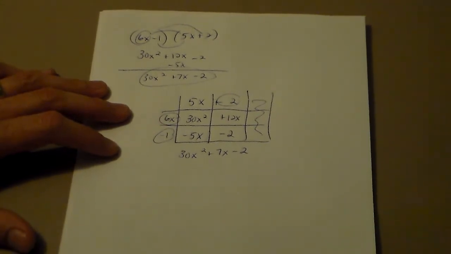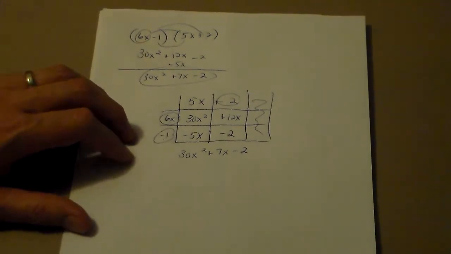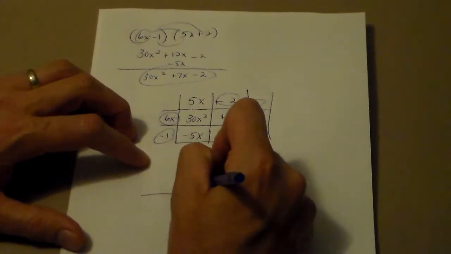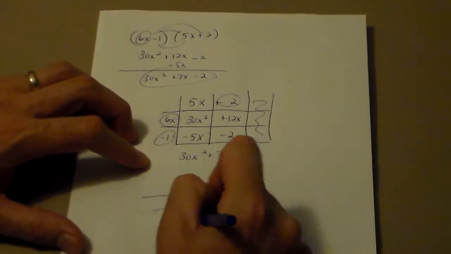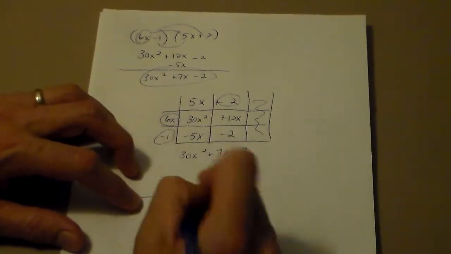Okay? So let me give you guys one with the area method to try. So let's say you had 4x here, and let's say you had a negative 7 there, and then let's say you had a 3x here, and a negative 2 there.